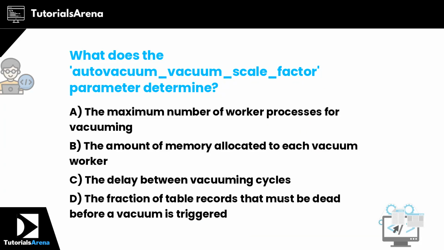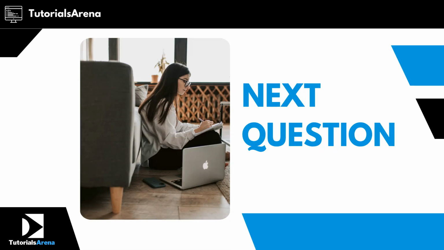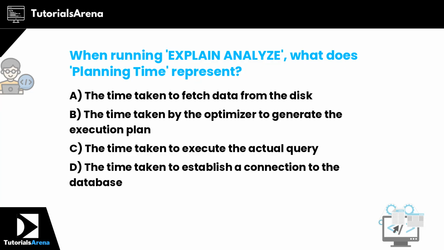What does the autovacuum_vacuum_scale_factor parameter determine? The correct answer is option D, the fraction of table records that must be dead before a vacuum is triggered. When running explain analyze, what does planning time represent? The correct answer is option B, the time taken by the optimizer to generate the execution plan.